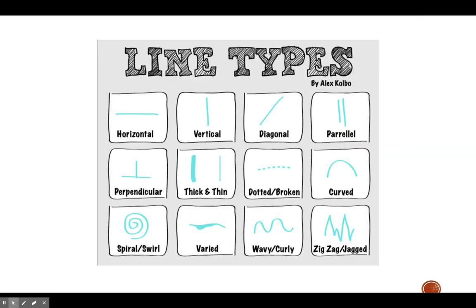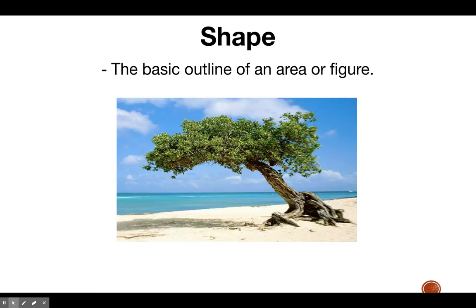There are many different types of lines, as we know. We have horizontal lines and vertical lines, diagonal, parallel, curved, dotted, broken, thick, thin, perpendicular, spiral, swirl, varied, wavy, curled, zigzag, and jagged. So there's all sorts of different types of lines out there, and it just depends on the way in which artists use them to express the image.